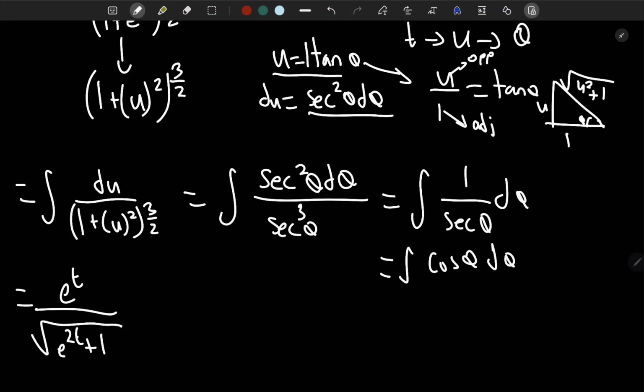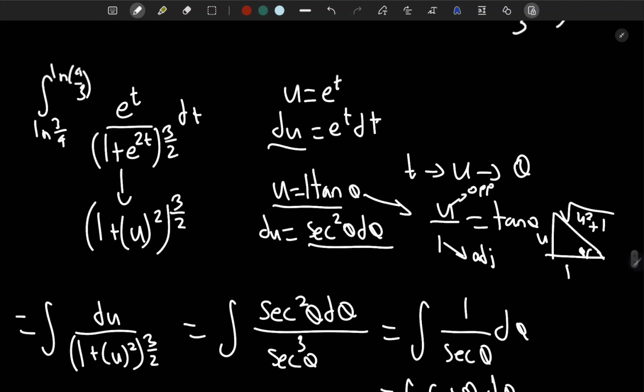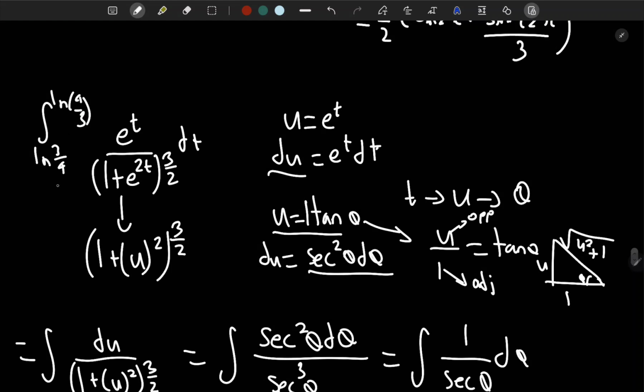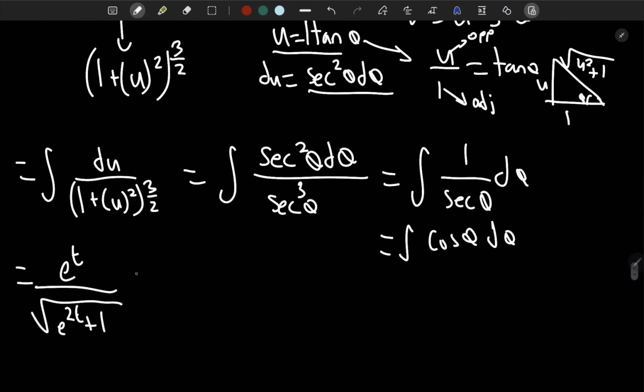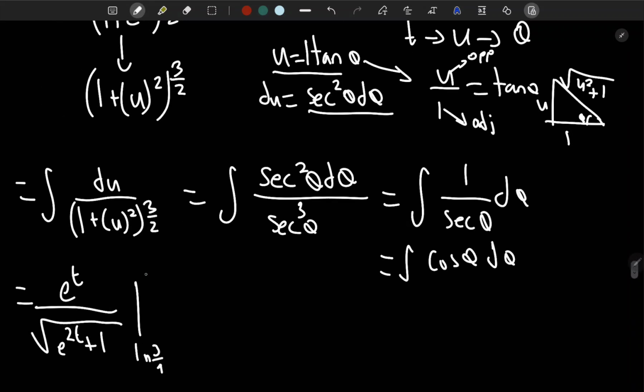And that's it. We also need to replace the limits here, since we're given two limits. So it was ln of 3 over 4, and the other limit was ln of 4 over 3. So all that's left now is to plug in these two limits, the upper limit minus the lower limit, and find the final answer, 1 over 5.